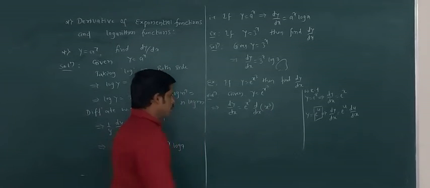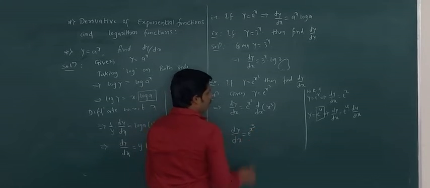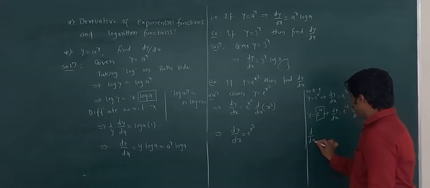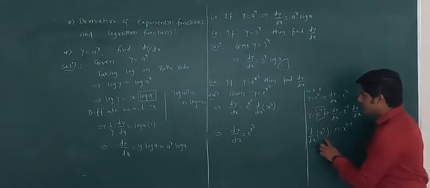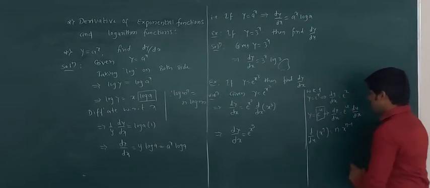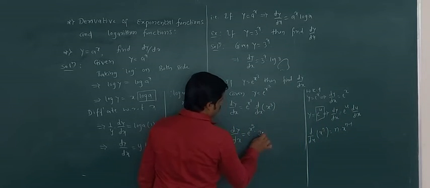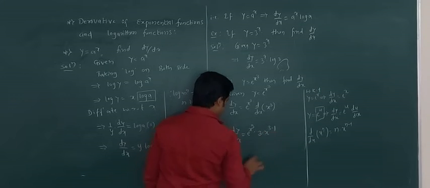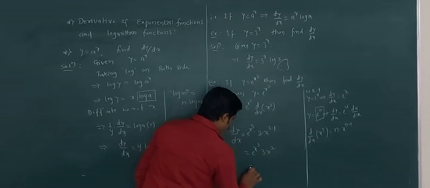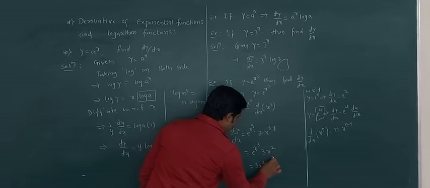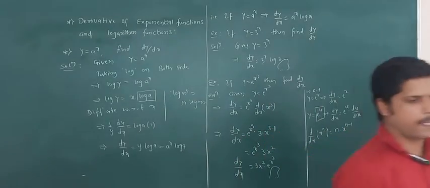So this implies dy by dx is equal to e to the power x cube, and again we know that d by dx of x to the power n is equal to n into x to the power n minus 1. Again comparing these two, in place of n we have 3, so 3 into x to the power 3 minus 1. That is e to the power x cube into 3x square, or 3x square into e to the power x cube, which is the required solution, that is dy by dx. Note it down.